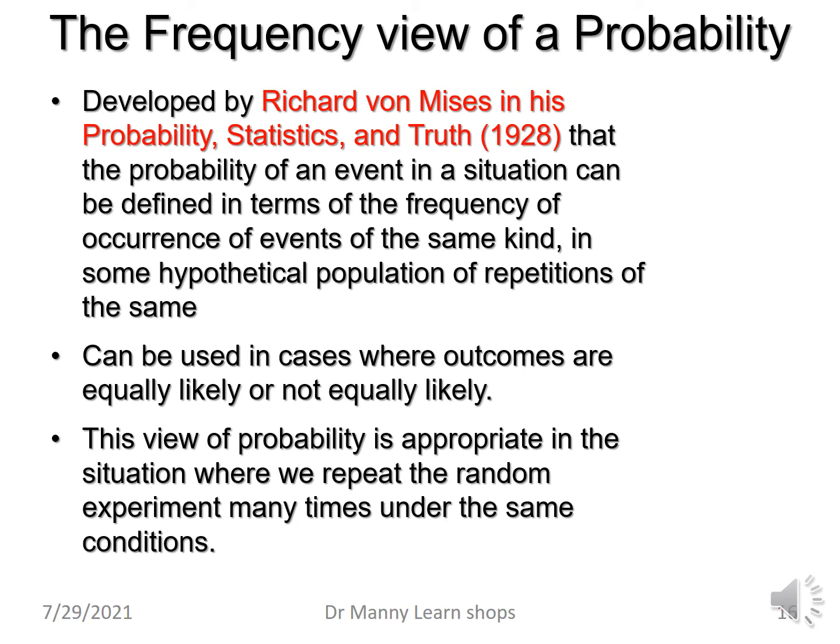The frequency view of probability, which was developed by Richard von Mises in his book Probability, Statistics and Truth in 1928, was that the probability of an event in a situation can be defined in terms of the frequency of the occurrence of events of the same kind in some hypothetical population of repetitions of the same, and can be used in cases where outcomes are equally likely or not equally likely. This view of probability is appropriate in a situation where we repeat the random experiment many times under the same conditions.